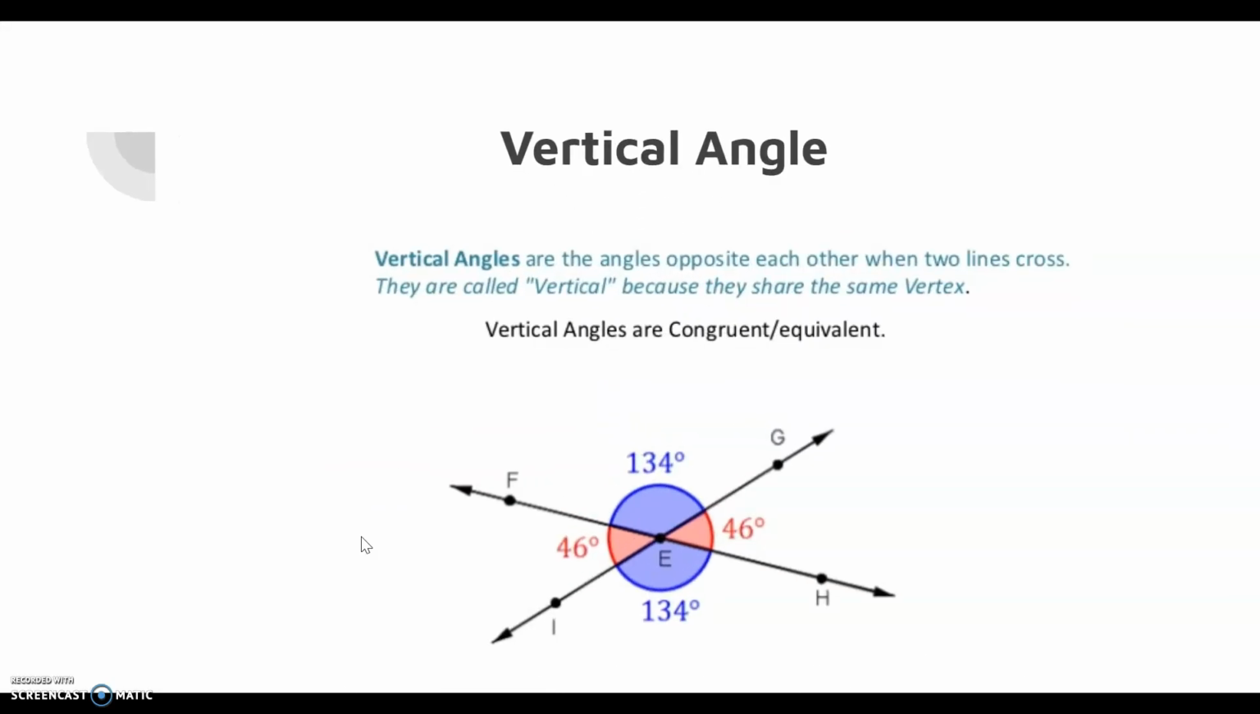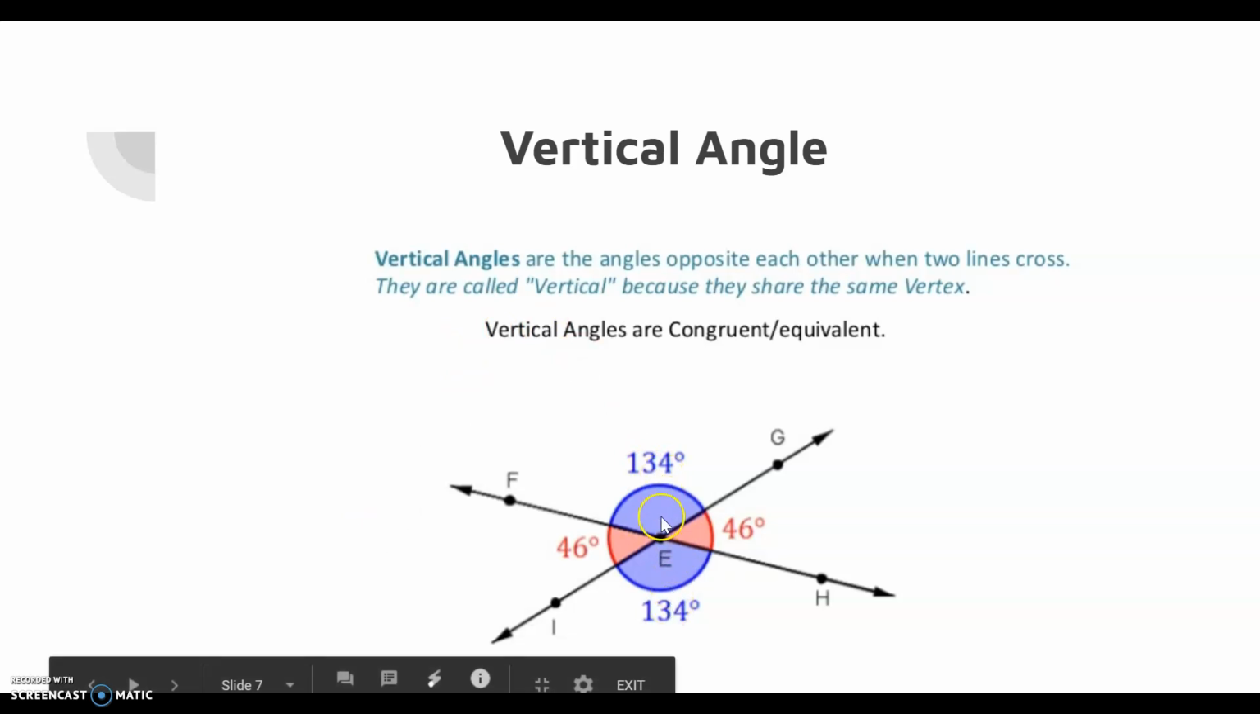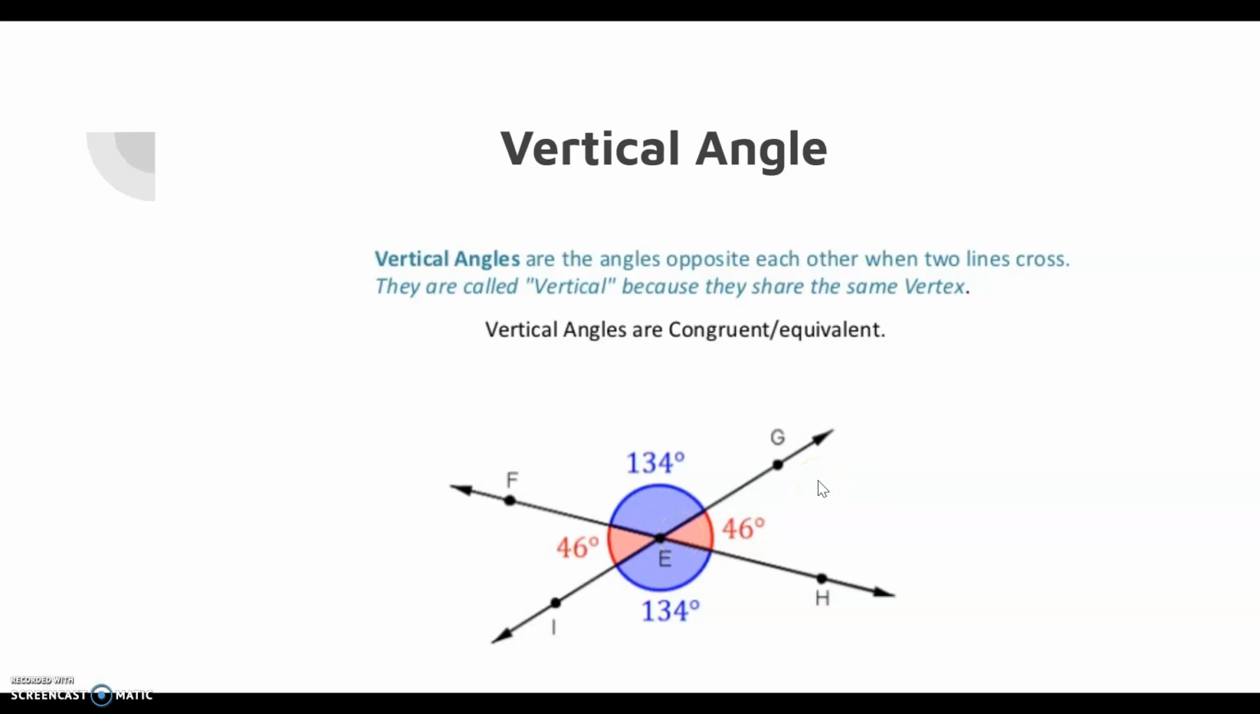Okay, vertical angles are the angles opposite each other when two lines cross. They're called vertical because they share the same vertex. So these two, 134 and 134, are vertical angles because they have the same angle amount, and so are these two 46s. They're across from each other, so they're vertical angles. And vertical angles always have the same degree.